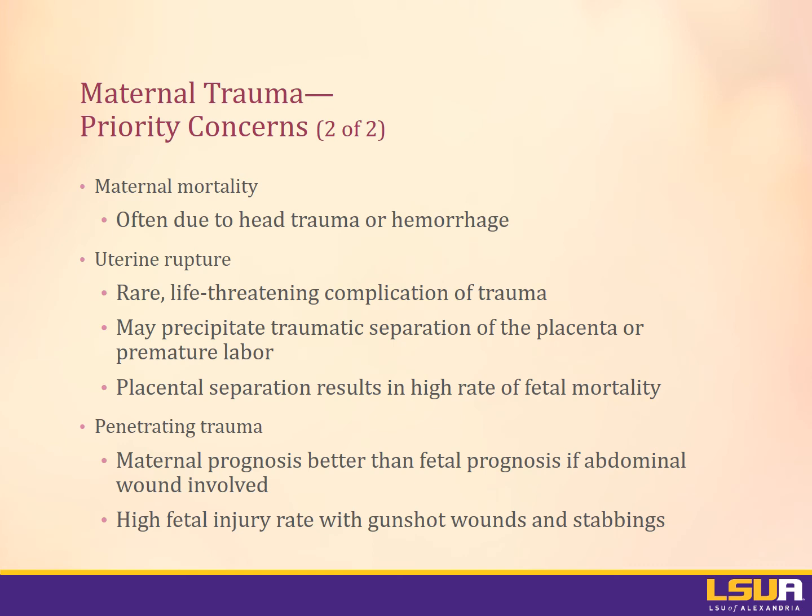A uterine rupture is rare, but it is a life threatening complication of trauma, and it may precipitate a traumatic separation of the placenta or cause a premature labor. And a placental separation is a very, very high rate of fetal mortality. Penetrating trauma, oftentimes maternal prognosis is better, but if it is an abdominal wound, we oftentimes may lose the fetus. We have a high fetal injury rate with gunshots and stabbings.